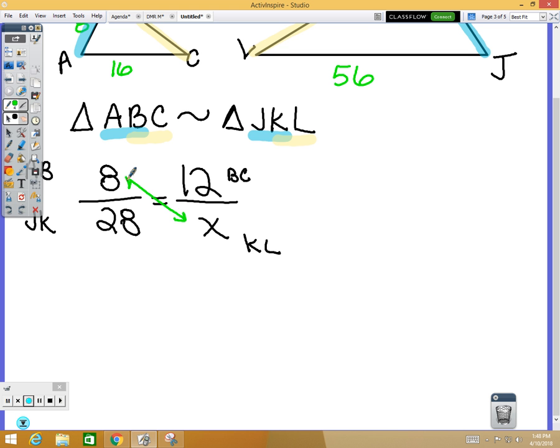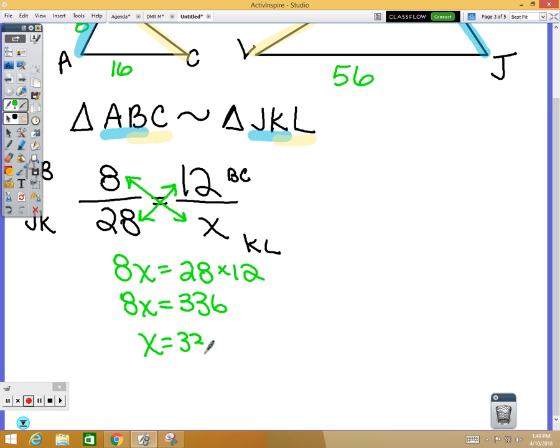We're going to do 8 times X, and we're going to do 12 times 28. Now you have a calculator, so that should not be a big deal. 28 times 12 is 336. And then how do you solve for x? Okay, so 336 divided by 8 gives you, anyone? 42.